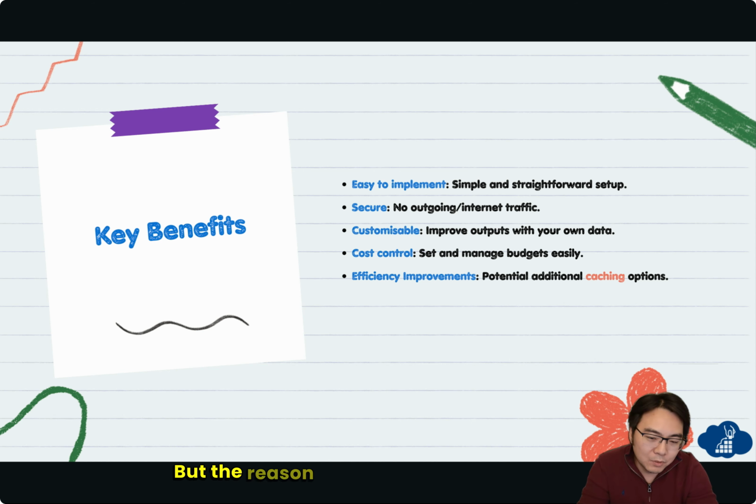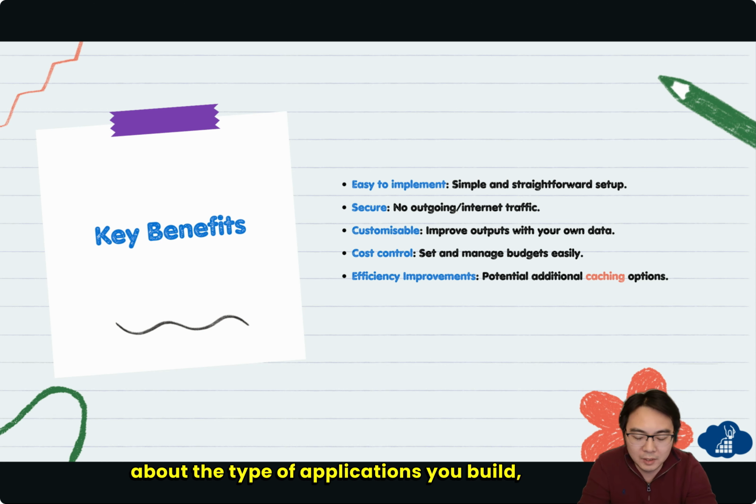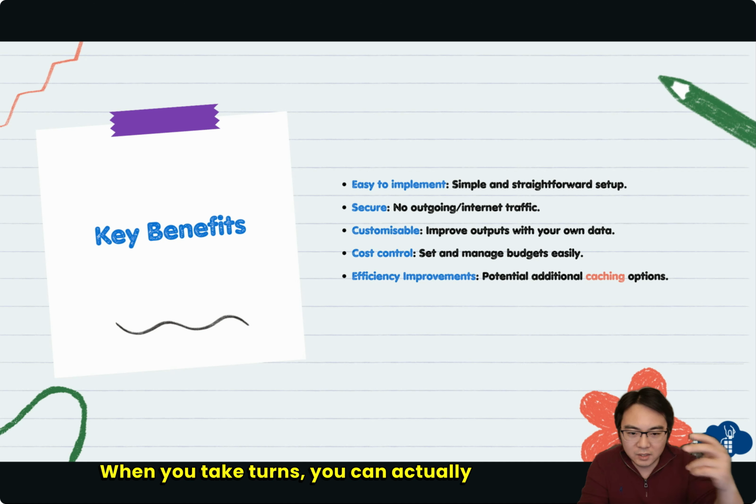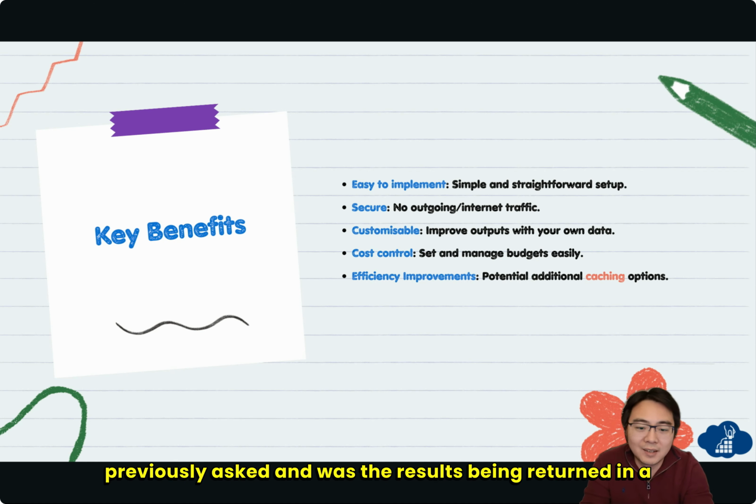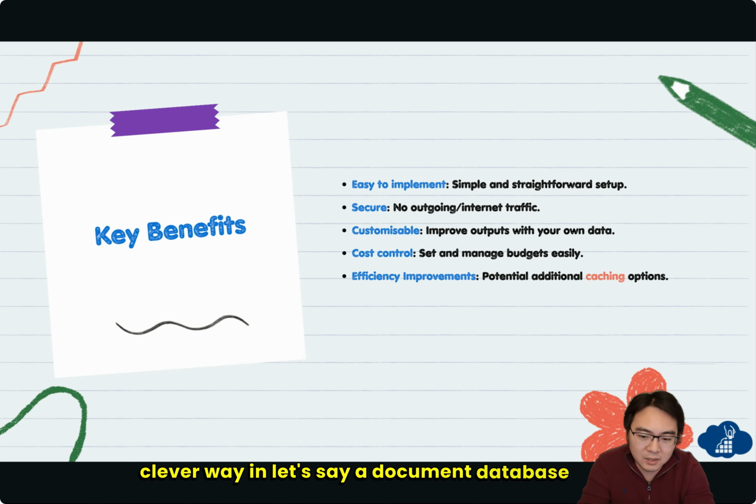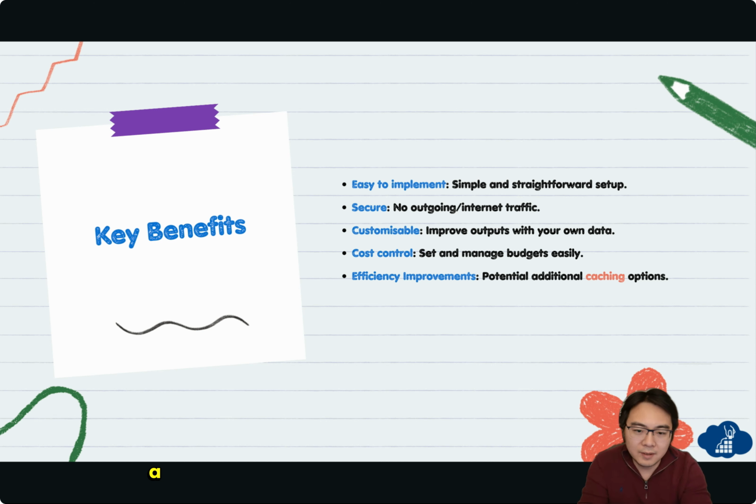So this is actually a very heavy computational model. But the reason I want to talk about the last point with the caching options is that if you think about the type of applications you build, right? If you build some applications where a lot of the results could be similar, when you take turns, you can actually cache what's been previously asked and what results were returned in a clever way in, let's say, a document database, or in a database that supports a vector index, right? So, vector search.